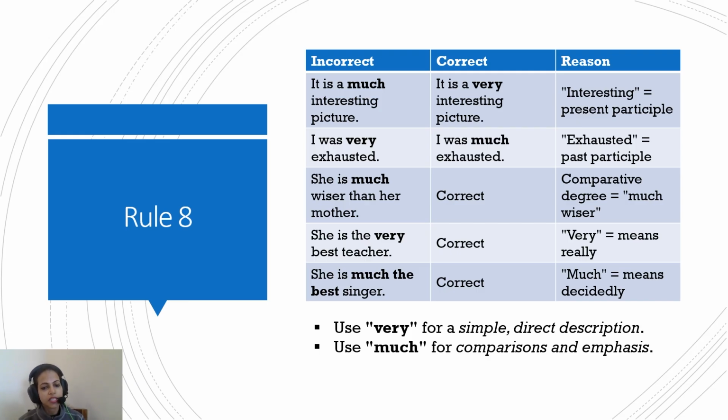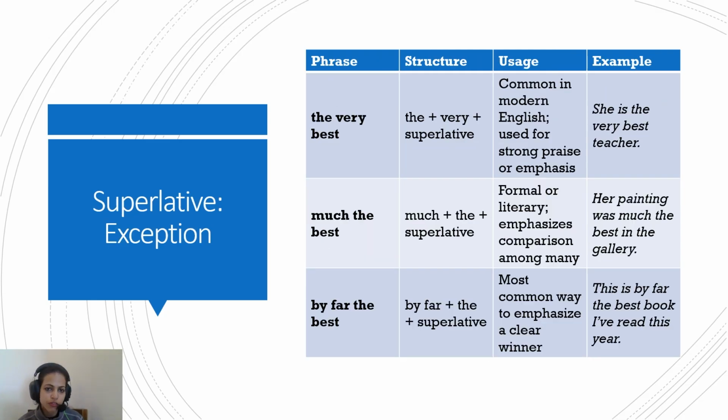She is the very best teacher. Now here the word very has been used for emphasis. It means something like really, she's really the best teacher. And she is much the best teacher. Here again the word much has been used for emphasis. So the golden rule that you should remember is: use very for simple and direct description, use much for comparisons and emphasis.